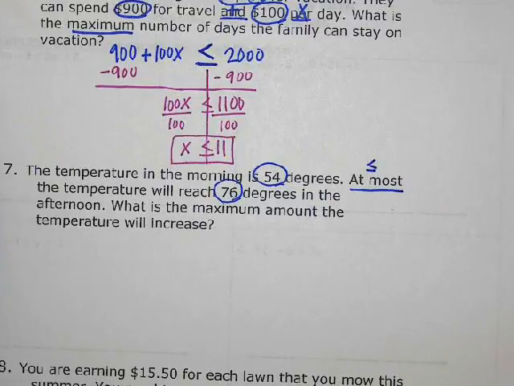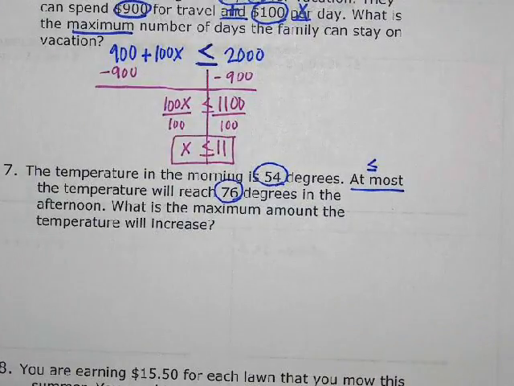How would I set up the problem? How did you get 22? Just subtract the two numbers. Okay, so that's what you're doing. You would be subtracting. So then you got to work backwards.